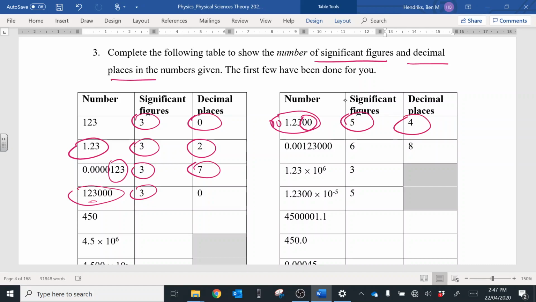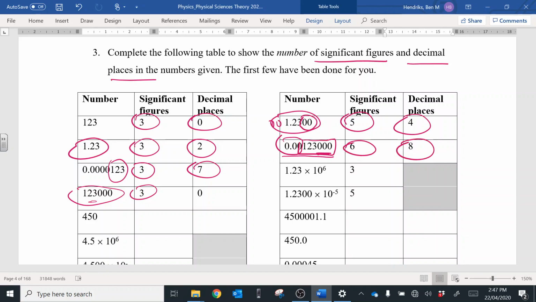So this number here, alright, we have 0.0012300. Right, so these 3 are not considered significant because they all come before our first number, but these 3 zeros here are considered significant because they come after our number. So we have 6 significant figures and 8 decimal places.